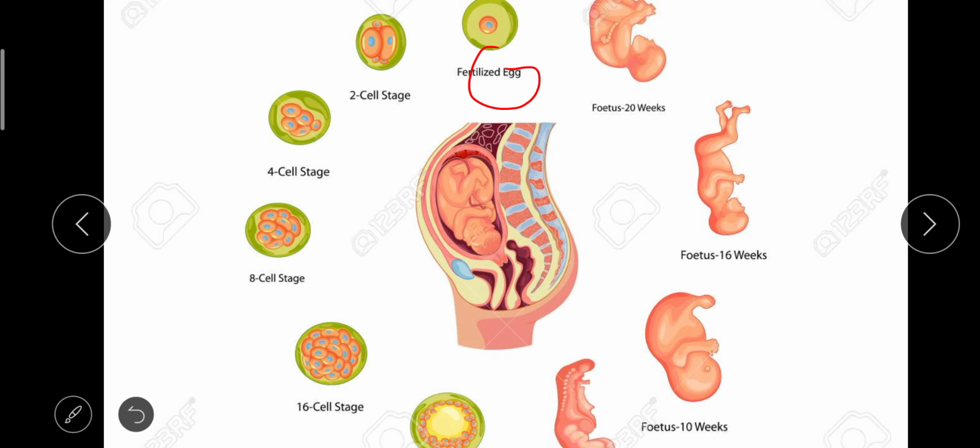In this picture you can see the fertilized egg. After that, it will be the 2 cell stage. It will start cell division, then the 4 cell stage, 8 cell and 16 cell stage. Then slowly, gradually, you can see in the pictures how the baby is growing, and at the end of 20 weeks it will look like this. It needs a complete 37 weeks to complete the formation of a baby. I have shown you here only up to 20 weeks. It takes almost 37 weeks for the baby to be fully formed with all the body parts, hands, legs.